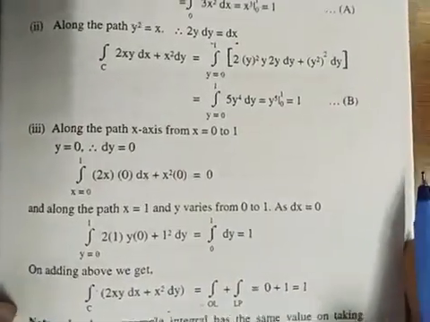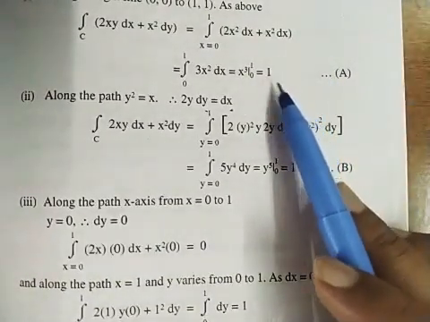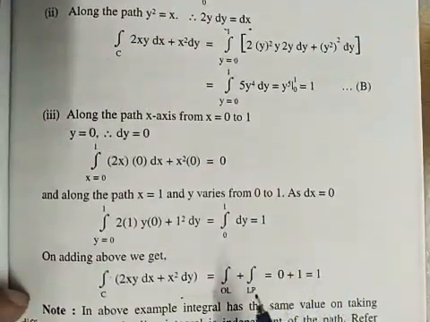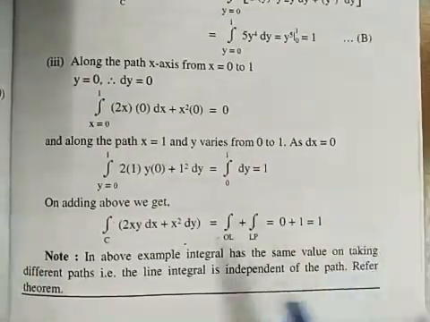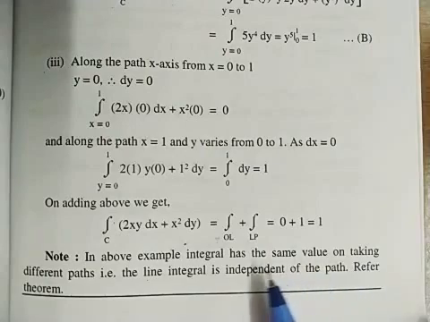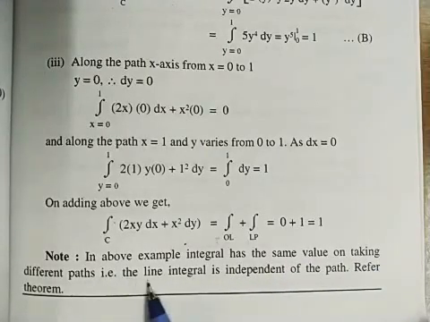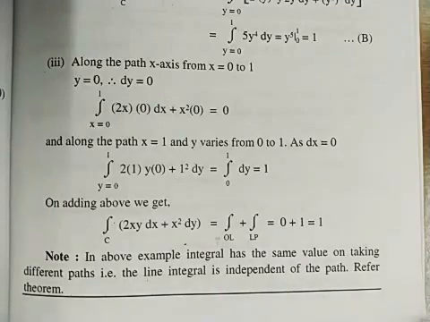Now you can check here that the integral along the straight line is 1, along the parabola is 1, and along the two lines from 0, 0 to 1, 0 and 1, 0 to 1, 1, that is also 1. So the above integral has the same value on taking different paths. That is, this line integral is independent of the path. You can take any path. So we can say that the field is a conservative field.